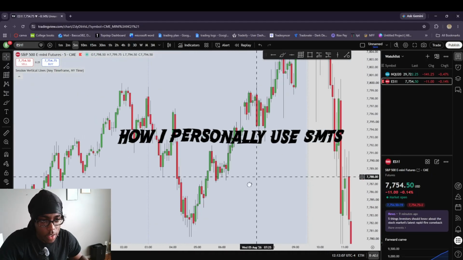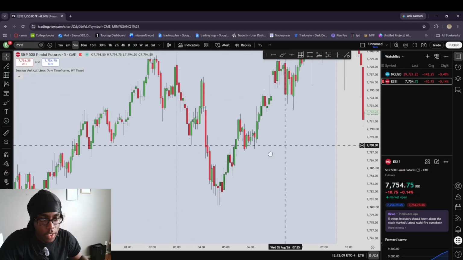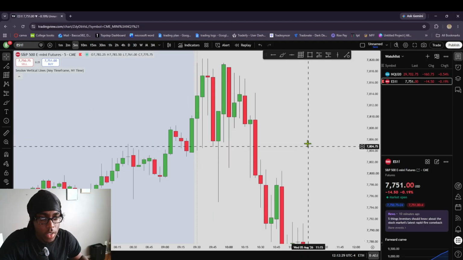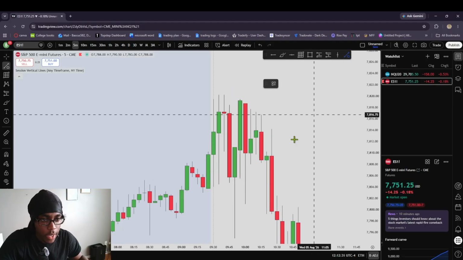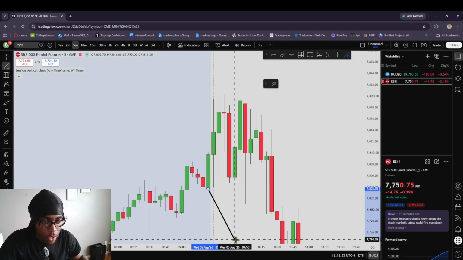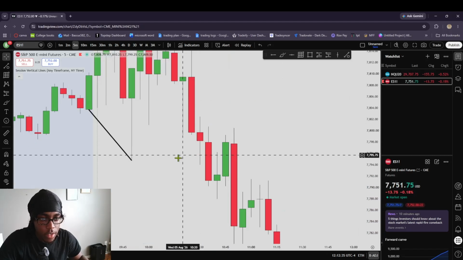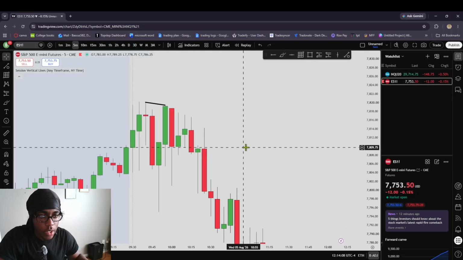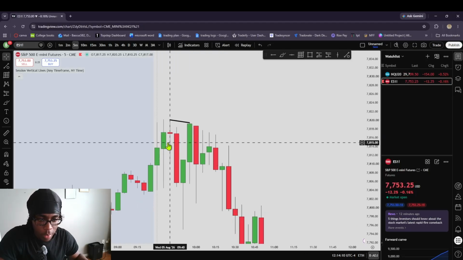All right, guys, so now let's get into how I personally use the SMT divergence. This is a really important part of the video because I don't just use SMTs as an entry model, like I said earlier, but I use it as a confirmation that aligns with other contexts during my trading session. So in this example of today's trading day, actually, we had an SMT coming from the New York Open, from the 9:40 candle to the 9:55 candle.